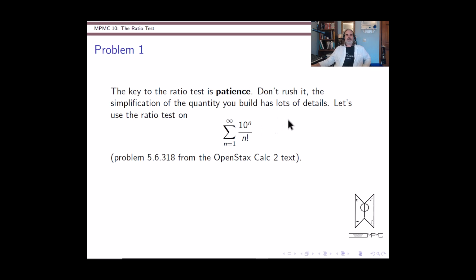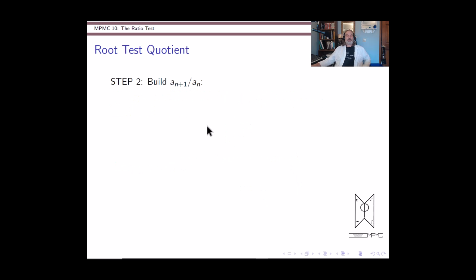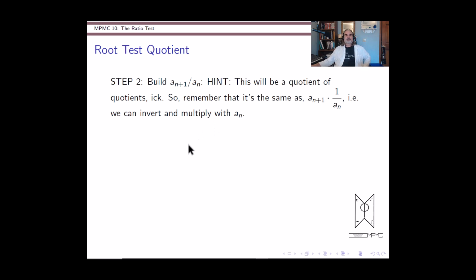Just be patient. So as a simple first example, let's take a look at this series: 10 to the n over n factorial. So step number 1 is to build a sub n plus 1. That means grab my 10 to the n over n factorial and just plonk in n plus 1 wherever there were n's. So now we're going to build this ratio that measures the relative size of a subsequent term to the previous term.